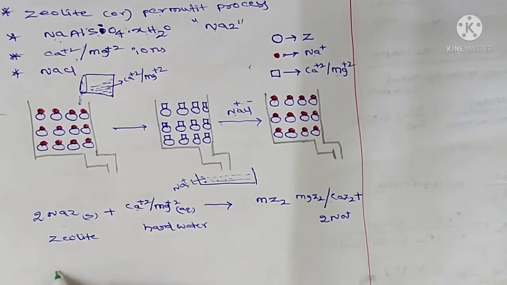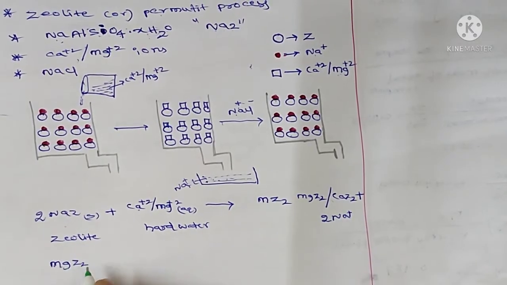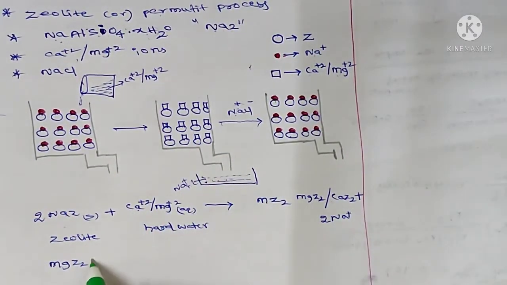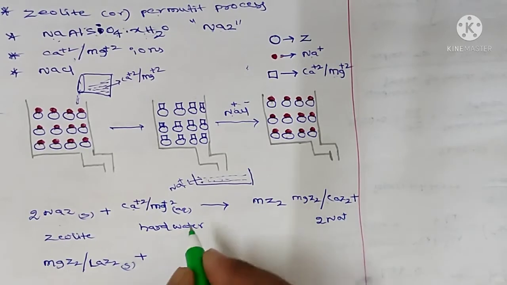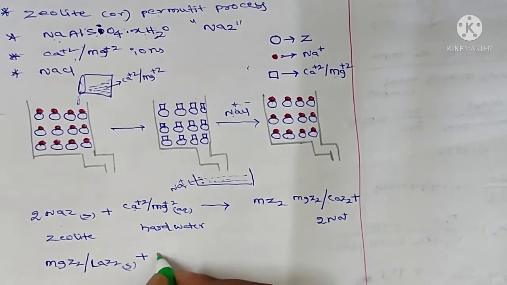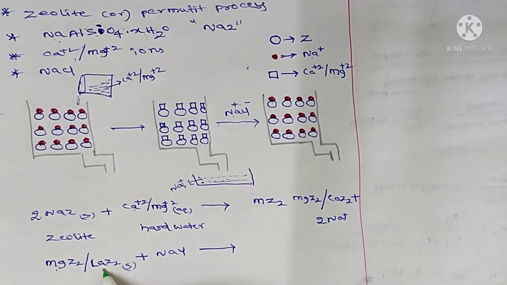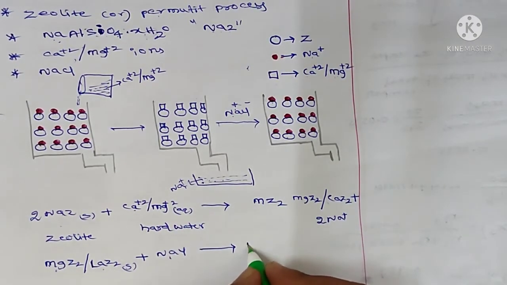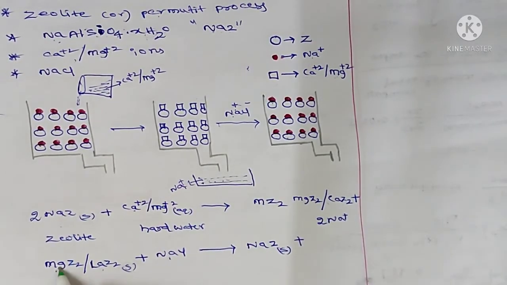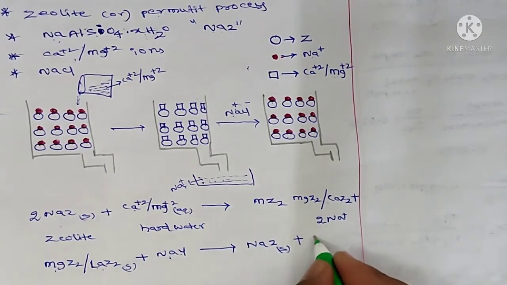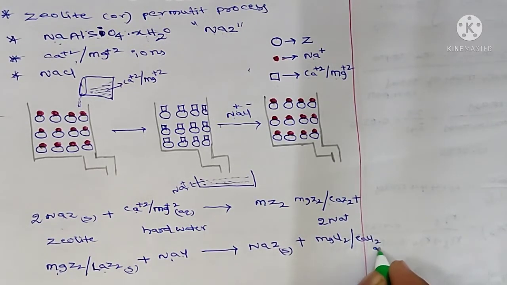So let me take MgZ2 or calcium Z2. It is a solid, and plus we have to add NaCl. NaCl gives rise to, then that magnesium and calciums are replaced by the sodium. So then here NaZ, it is a solid, and plus magnesium chloride, calcium chloride, MgCl2 or CaCl2. So it is aqueous.